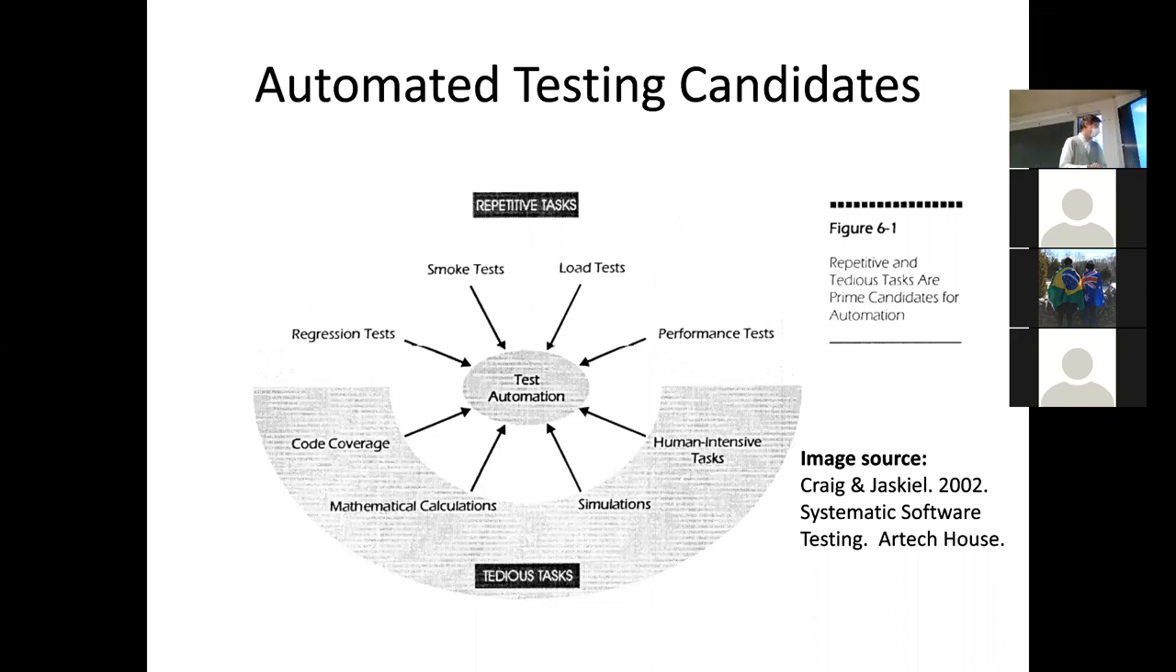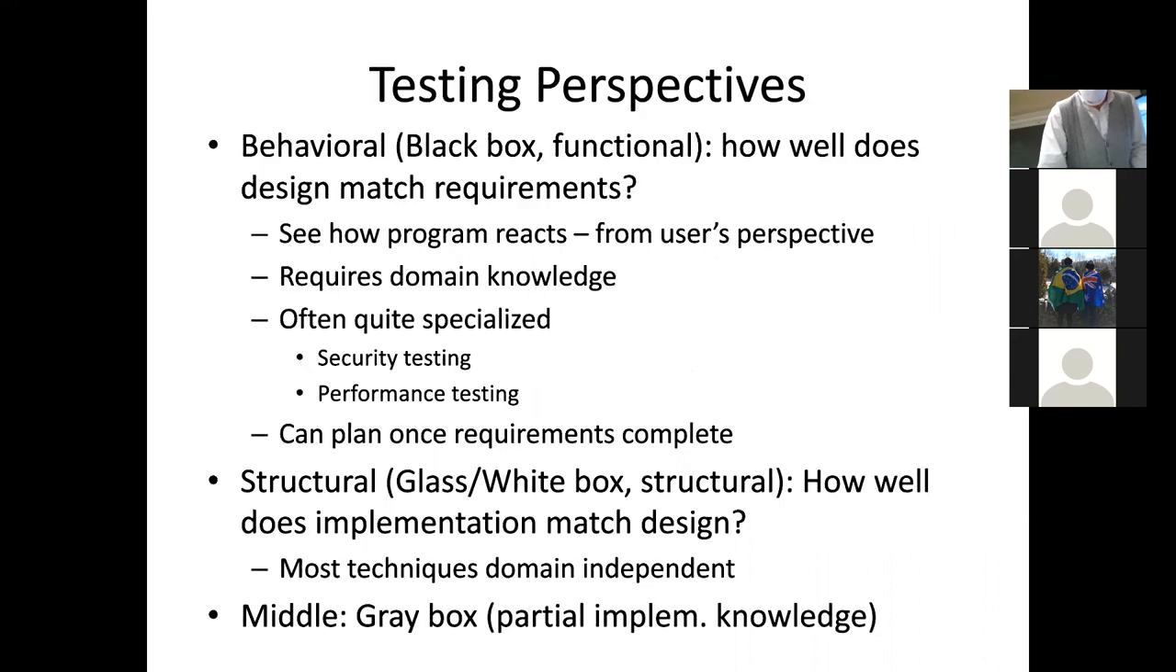So testing candidates, you know, code coverage is another one. It would be crazy to do code coverage manually, right? Trying to go to every feature in the system. Human-intensive tests, things like simulations, can be tested automatically. They're just a bunch of rules applied again and again, mathematical calculations. This is a very good book on systematic software testing, by Jaskiel. It's a bit old now, but it's a classic.